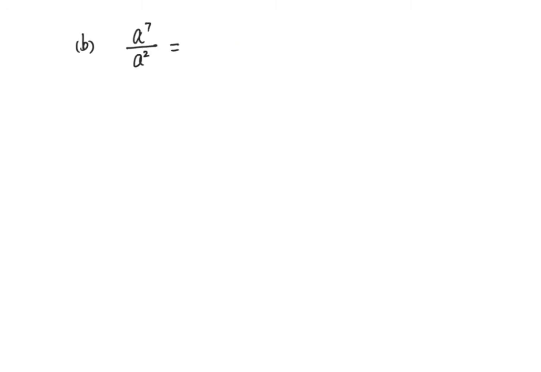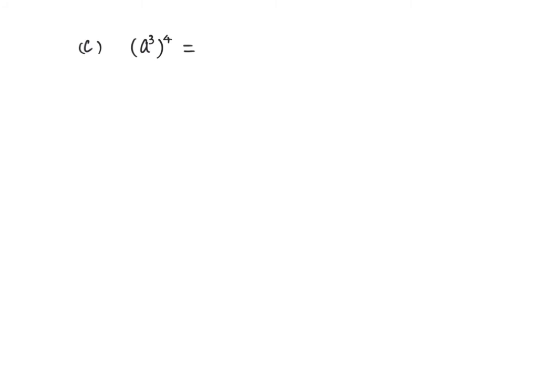For this one, a to the power 7 is divided by a to the power 2. So we just need to apply a to the power m over a to the power n will equal to a to the power m minus n. So what do we have here? a to the power 7 minus 2. The number on the top minus the number at the bottom. So we get a to the power 5. That's it. Now this is the last example for the basic level.